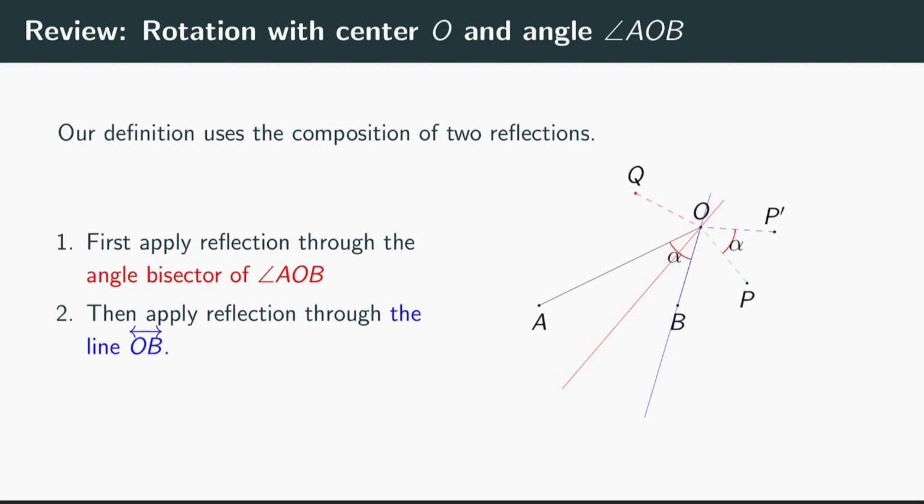And then we reflect Q across the line OB, and that gives us the point P prime. So that's our definition of the rotation with center O and the angle given by AOB, where we send A to B. The reason we did this was we found it difficult to make sense out of rotating in one direction versus the other otherwise. And this is a very convenient way of representing the rotation for us.